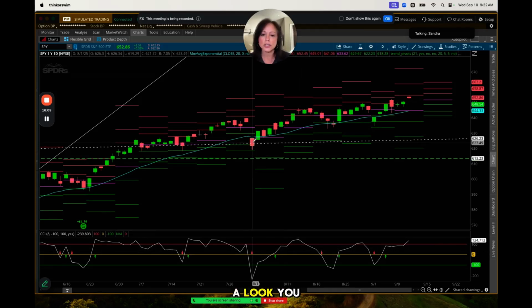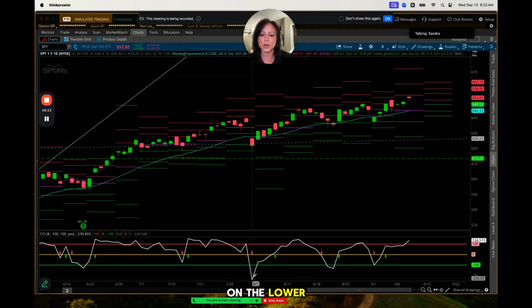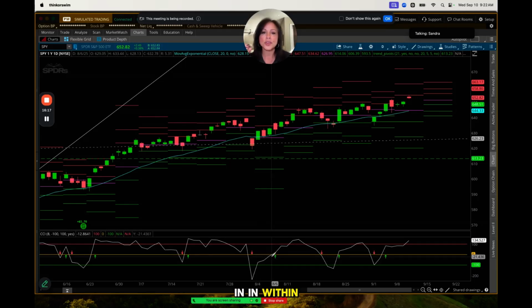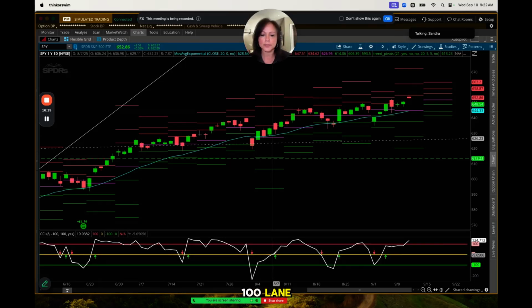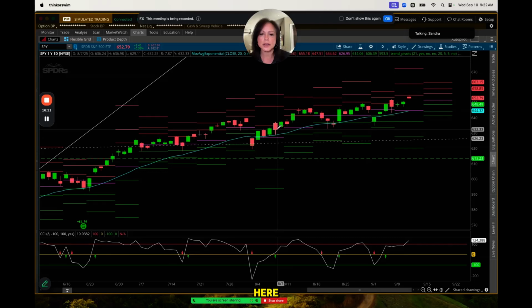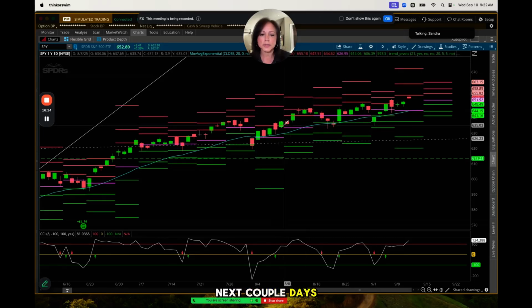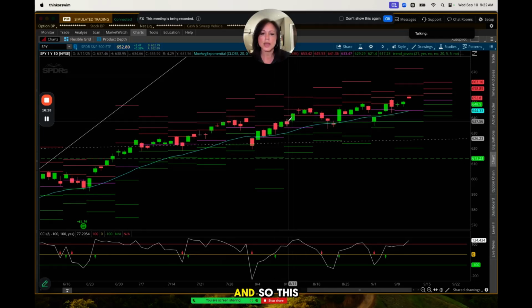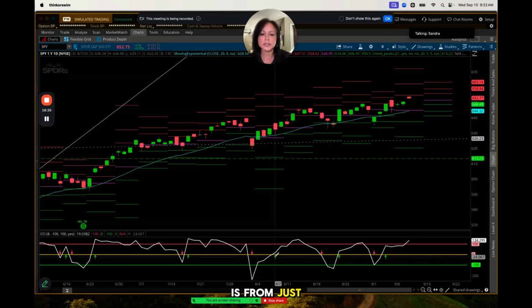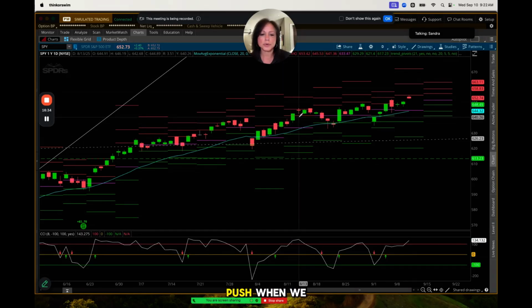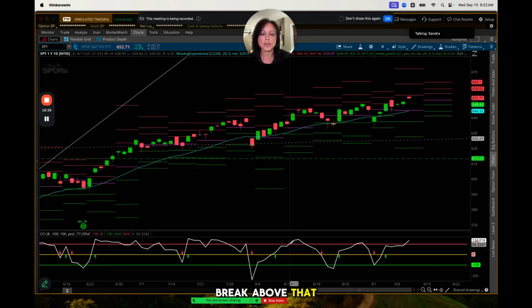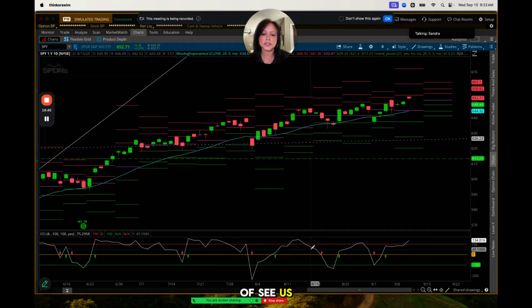And if you take a look, you can see here we were on the lower end. Here we are within that negative 100 lane. And then as soon as we hit here, we get the next couple days some nice oomph. And so this is from just the zero line, but as you can see, we really get a nice little push when we break above that 100 line. And then as soon as we get down below it, you can see us now.